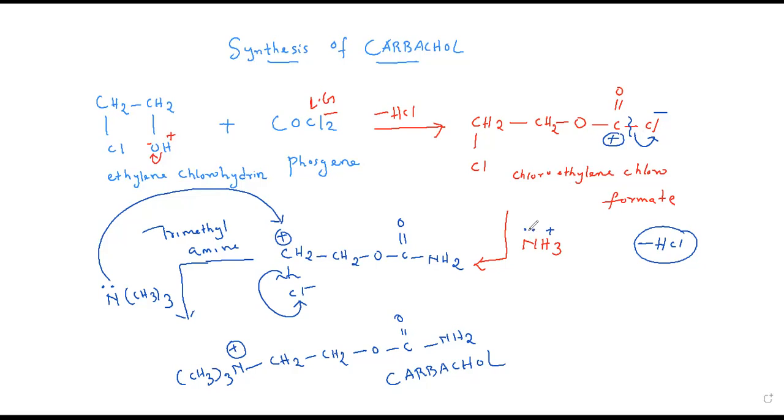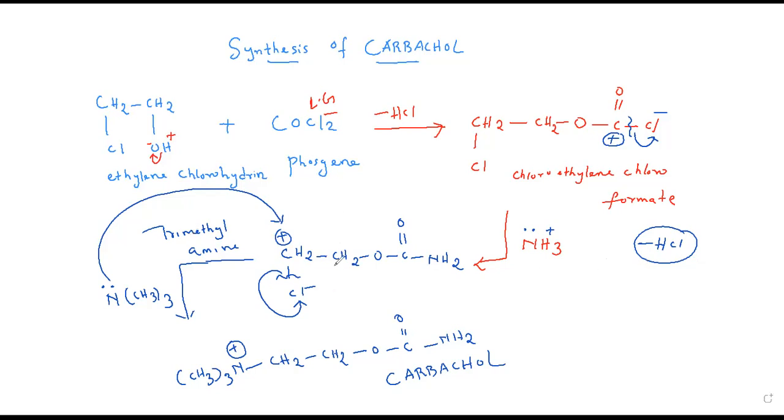Nitrogen will donate its lone pair of electrons to carbon. So there will be a new bond formed between carbon as well as nitrogen. One of the hydrogen atoms in ammonia and this chlorine can be liberated in the form of HCl. This is the second molecule of hydrochloric acid.